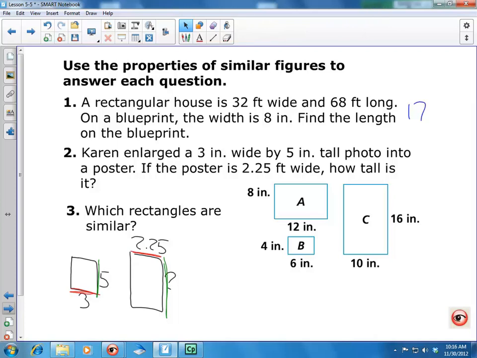Okay, set up your proportions, which, let me see what we could do, 3, and then 5, and then our question mark. Okay, from there we cross multiply and divide. That'll give us our answer. Okay, questions on that? It is easy.